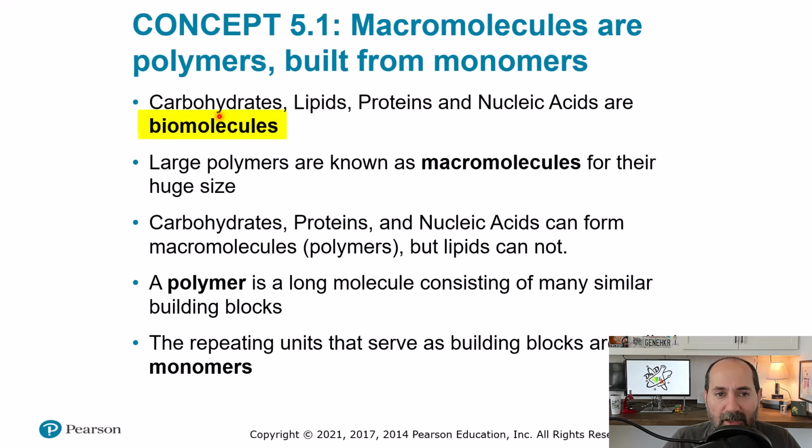Biomolecules include carbohydrates, lipids, proteins, and the nucleic acids. And three of these four are known as macromolecules for their ability to form polymers. The three biomolecules which qualify as macromolecules are carbohydrates, proteins, and nucleic acids. So if I were to ask you which of the biomolecules is not classed as a macromolecule, what would you say?